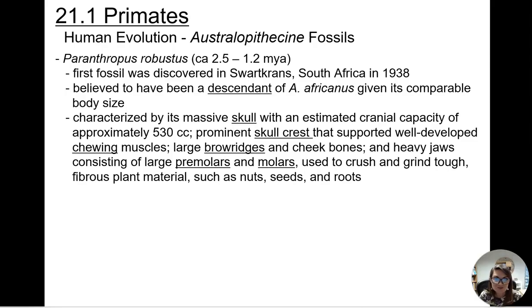Characterized by its massive skull with an estimated cranial capacity of approximately 530 cubic centimeters, prominent skull crests that are going to be supported with well-developed chewing muscles, large brow ridges, and cheekbones, a heavy jaw that consists of large premolars and molars. These are going to be used to crush and grind through fibrous plant materials such as nuts, seeds, and roots.